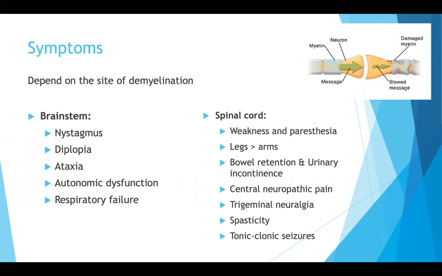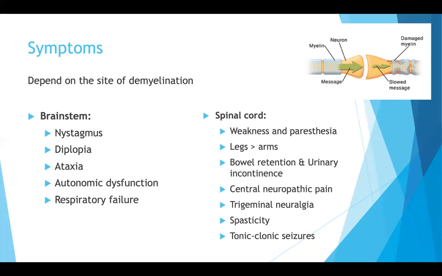In terms of the symptoms, it all depends on the site of demyelination. So for those patients with most of the demyelination occurring in the brainstem, they will exhibit nystagmus, diplopia, ataxia, autonomic dysfunction, and respiratory failure.